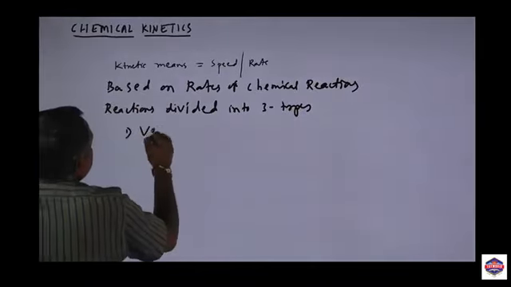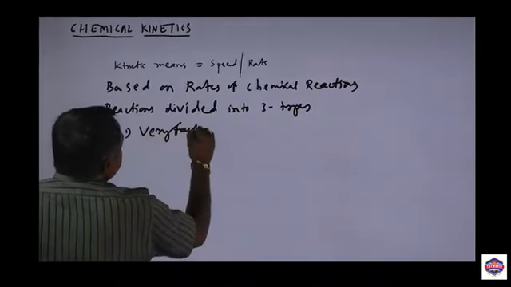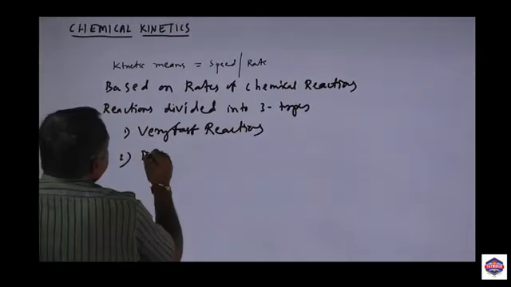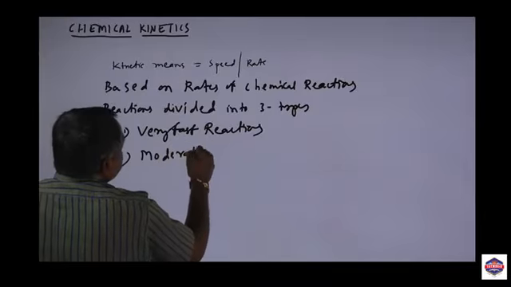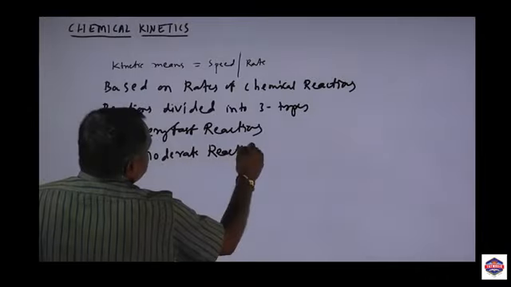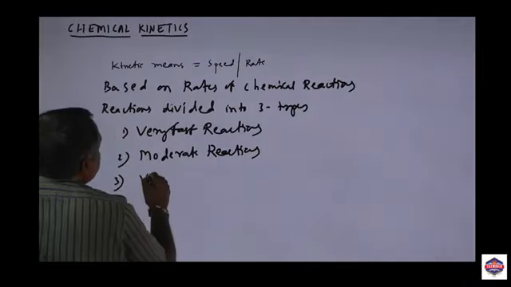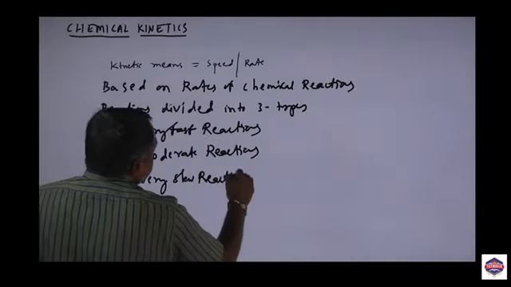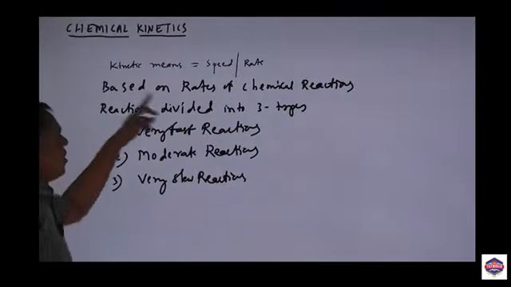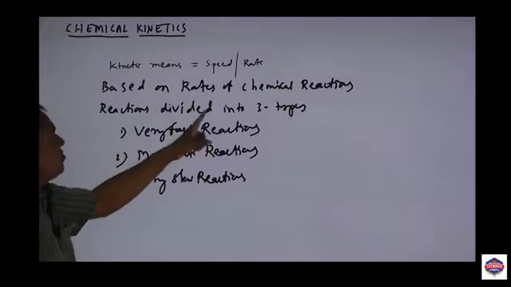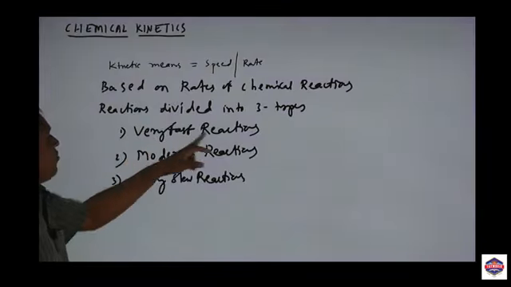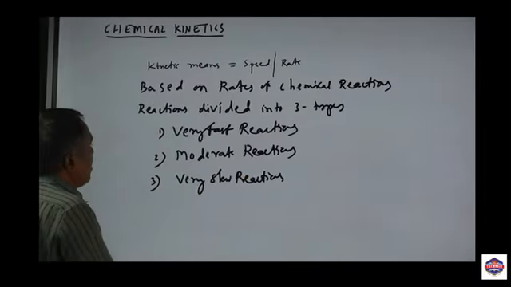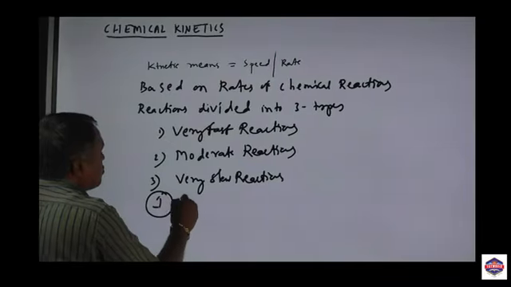Number one is very fast reactions. Number two is moderate reactions. Number three is very slow reactions. So based on rates of chemical reactions, reactions are divided into three different types: very fast reactions, moderate reactions, very slow reactions. So now let us discuss the very fast reactions. So what are very fast reactions?